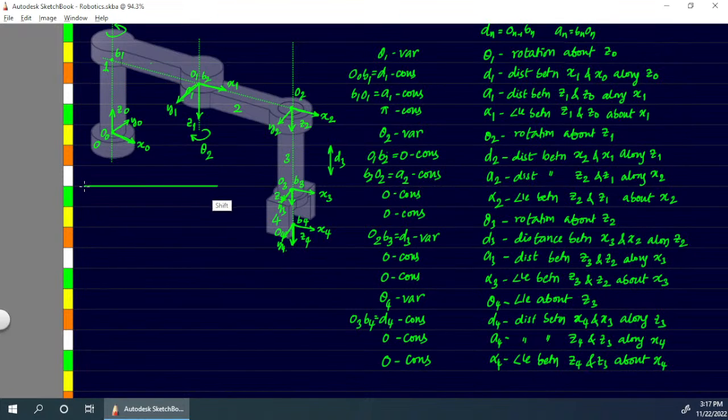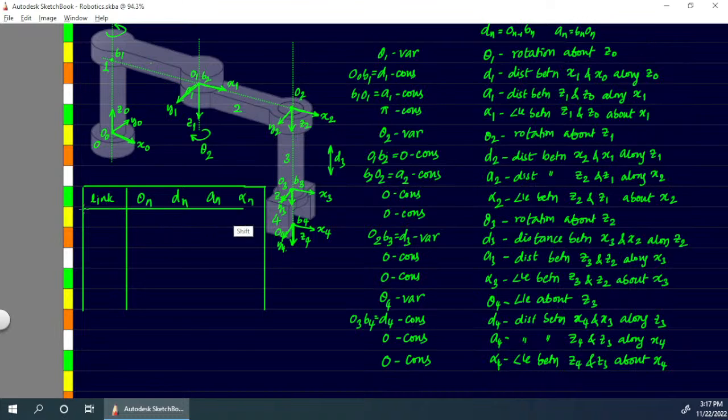So we can just put them all in the table neatly over here. We can put the links here, then we can put all the values. Let's put theta first, followed by d, and then a. We can just call it n, and then alpha n. Okay, fine. So let's put them in this table.